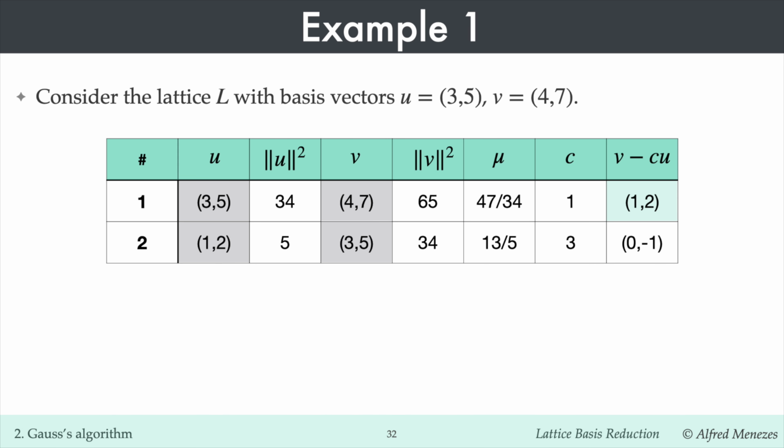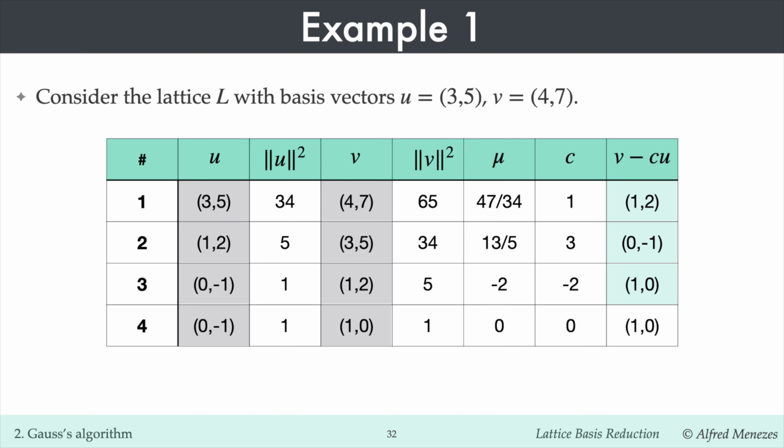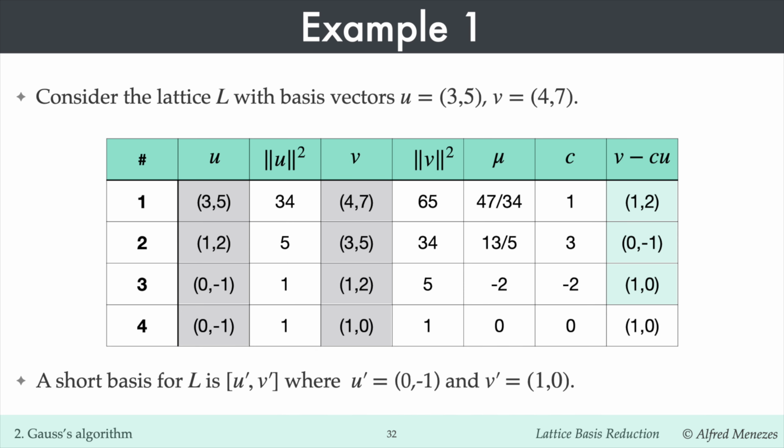In the second iteration, the next new basis vector is v minus cu, which is (0, -1). Again, it replaces v, and since it's shorter than u, we swap. In the third iteration, the next new basis vector is (1, 0), which has the same length as u. Finally, c is 0, so the algorithm terminates. The output is a short basis u prime, which is (0, -1), and v prime, which is (1, 0).